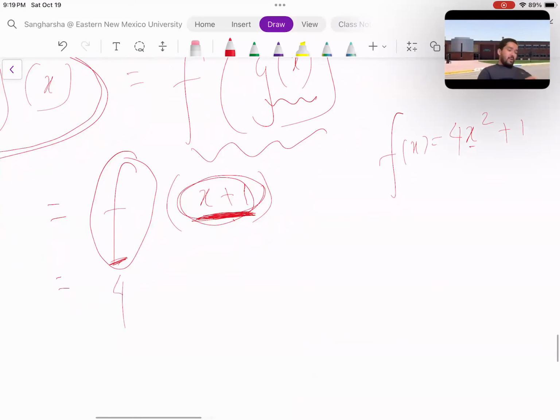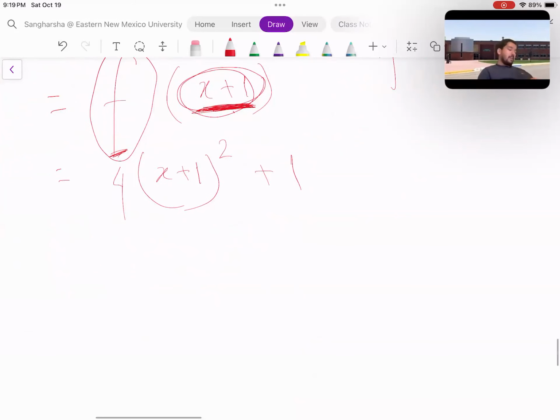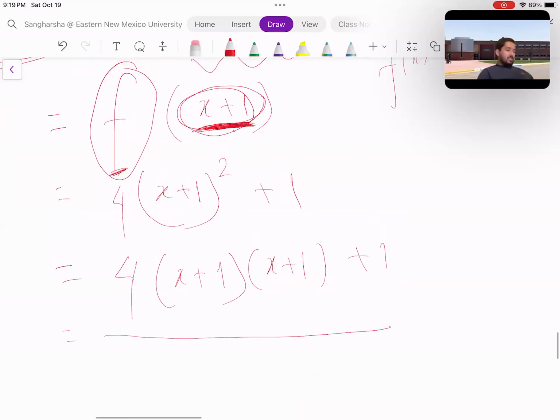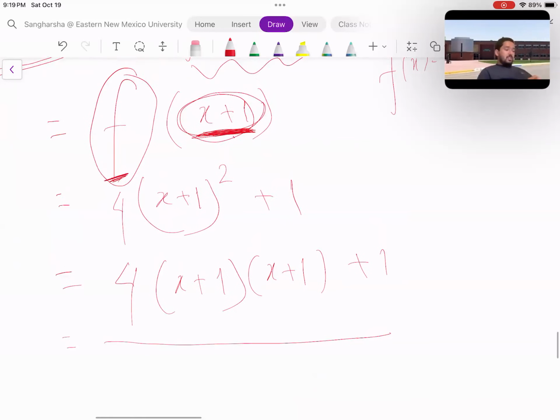So we have 4 as it is. For x, you substitute x plus 1. We have squared, plus 1. This is the same as 4 times x plus 1 squared, which is x plus 1 times x plus 1, plus 1. I want you to simplify and have the final answer. When you substitute, there is no more f. f is gone.